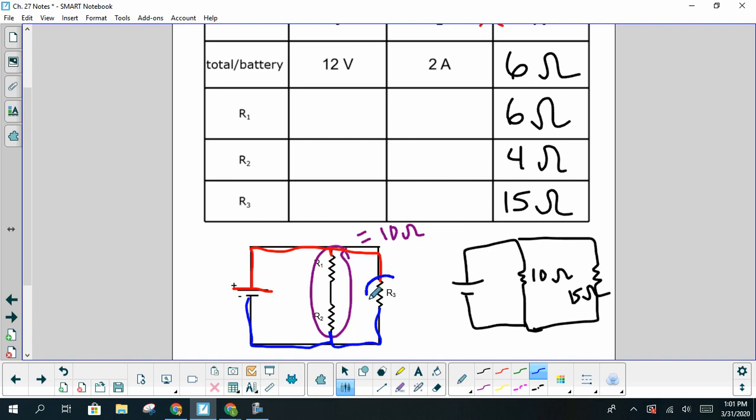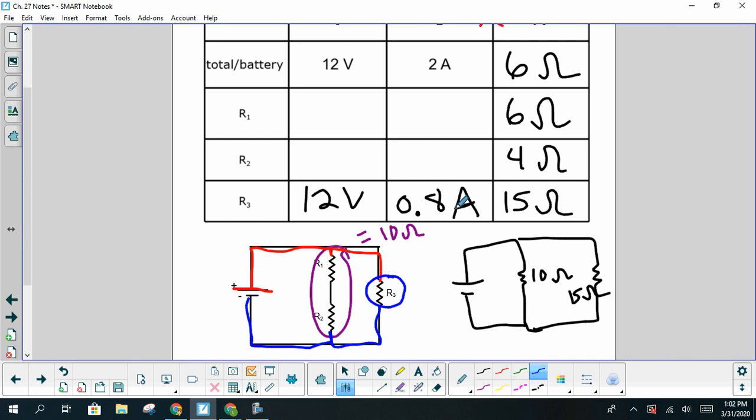So I noticed that my R3 here has the same pressure difference or voltage drop as my battery does. So I'm going to fill that in. I'm going to say, hey, I know that that is also going to have a potential difference of 12 volts. And then once you have two, obviously you can always find the third. So take a moment and calculate that out for us. So we would take our 12 divided by our 15, and we would get 0.8 amps.